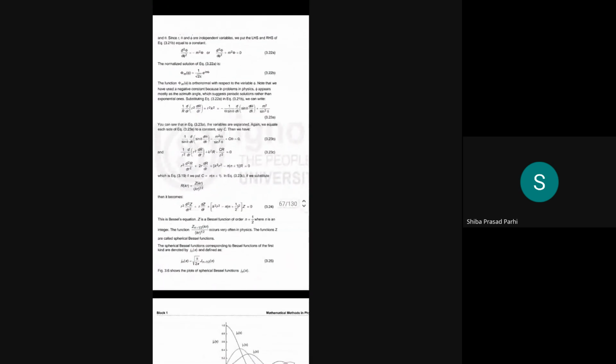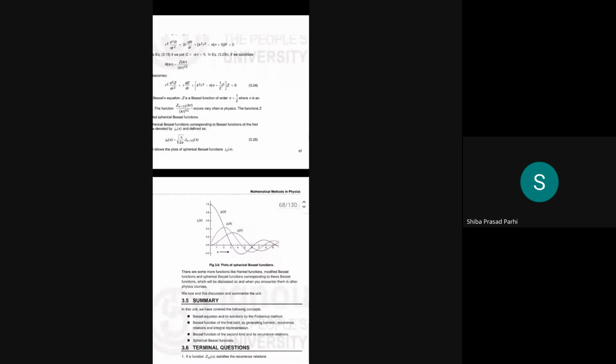Then figure 3.5 plots the Bessel function of second kind of order 0, 1, and 2, written as Y0, Y1, and Y2. Then the spherical Bessel function you can write in spherical polar coordinates. The Helmholtz equation is r square d square R by dr square plus 2r dR by dr plus (k square r square minus n into n plus 1) R is equal to 0. Now you solve it and you have jn(x) equal to root over pi by 2x J n plus 1 by 2(x), equation 3.25, and the plots of spherical Bessel function are shown in figure 3.6.